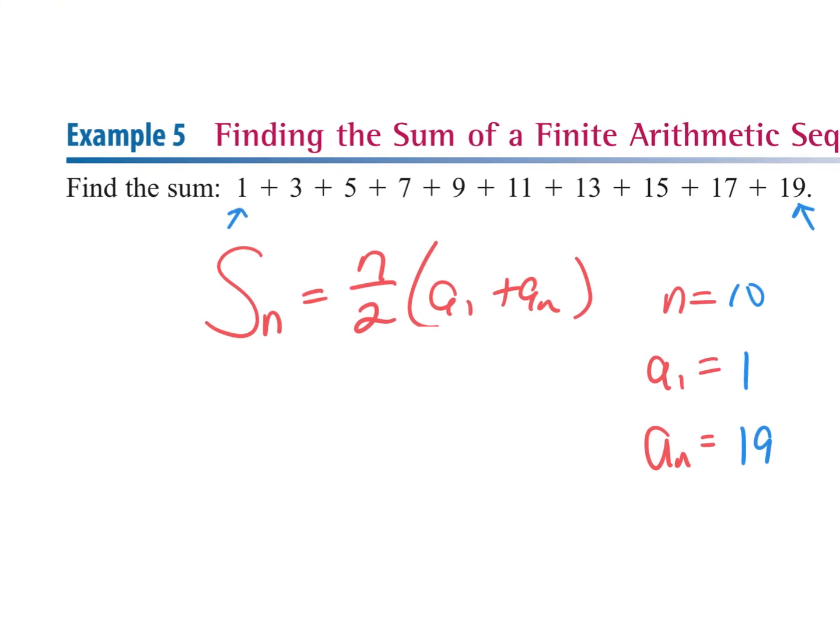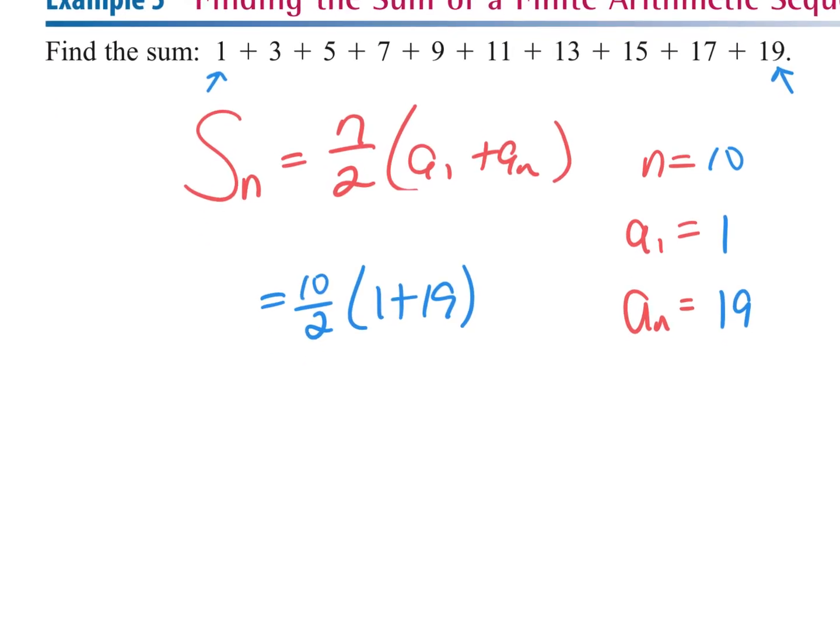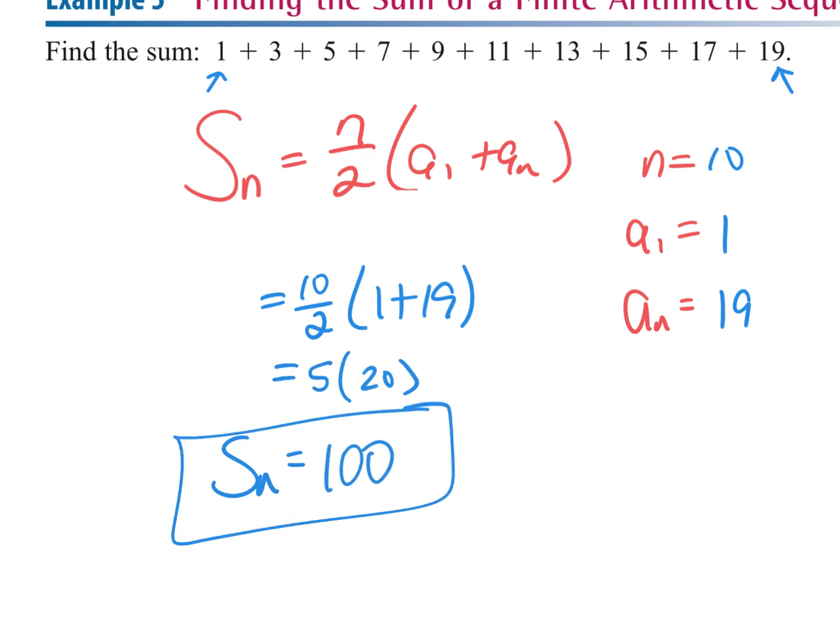So if we just plug this into our formula, 10 over 2 times 1 plus 19, we can simplify this. 10 over 2 is 5. 1 plus 19 is 20. What is the sum of this finite sequence? 100, right? And again, yes, I know you could have just gone 1 plus 3 plus 5 plus 7. Okay, I get that. But you're not going to get problems like that, so let's pay attention here.